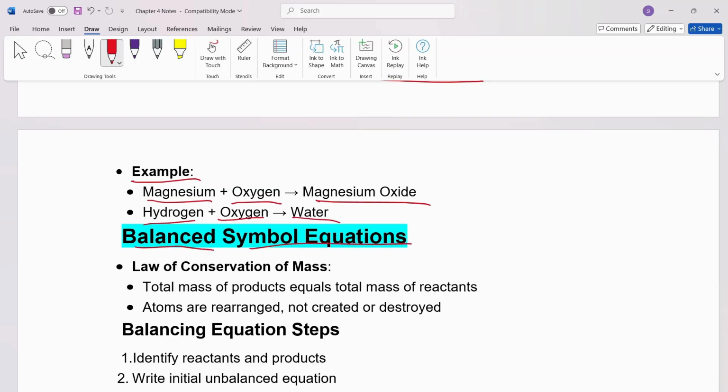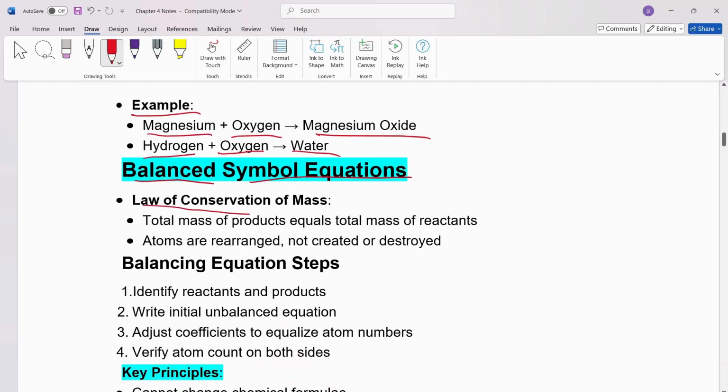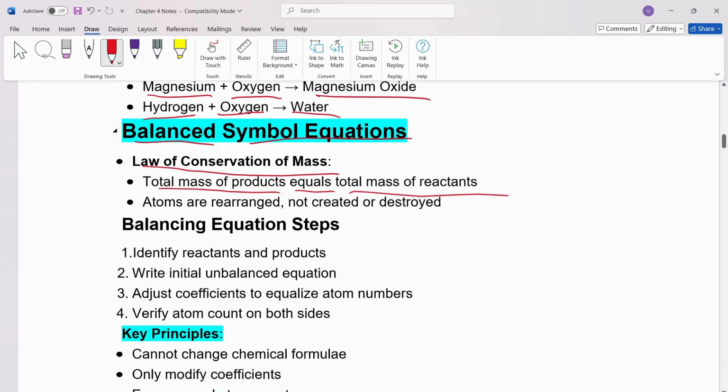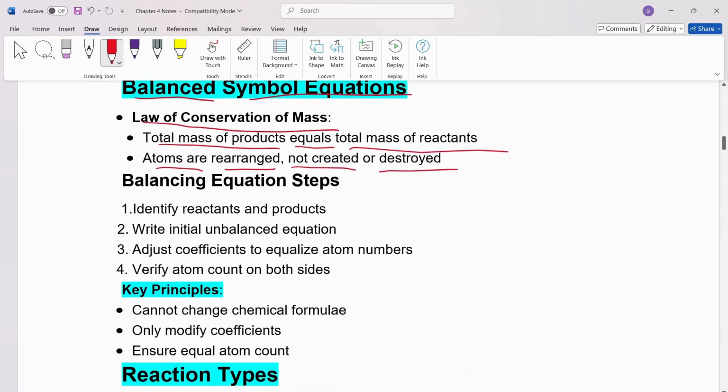Balanced symbol equation. Law of conservation of mass. Total mass of products equals total mass of reactants. Atoms are rearranged, not created or destroyed.